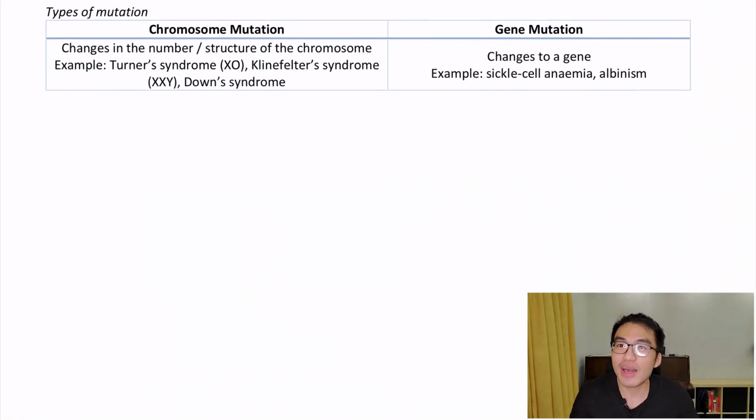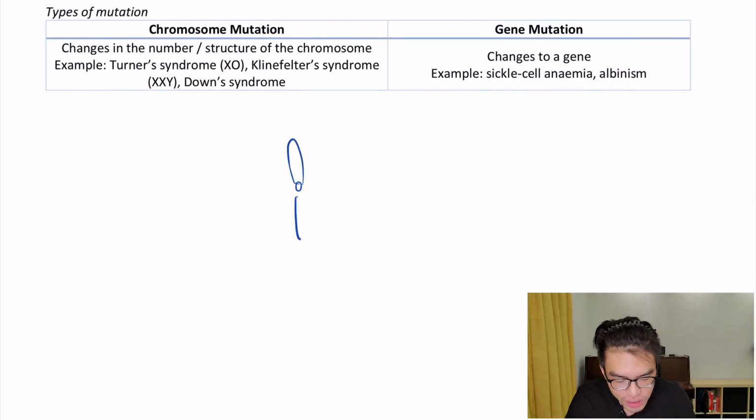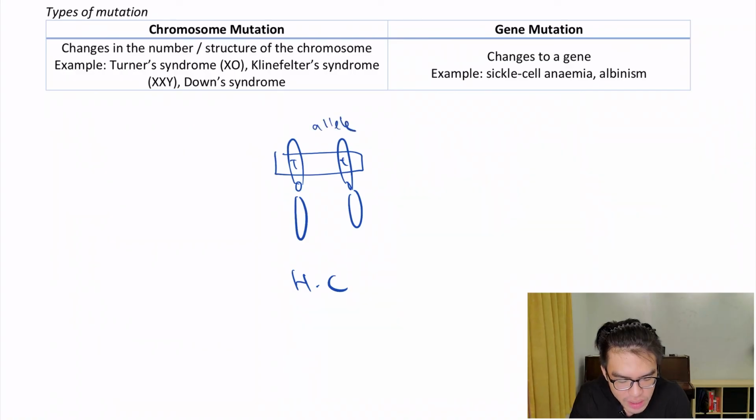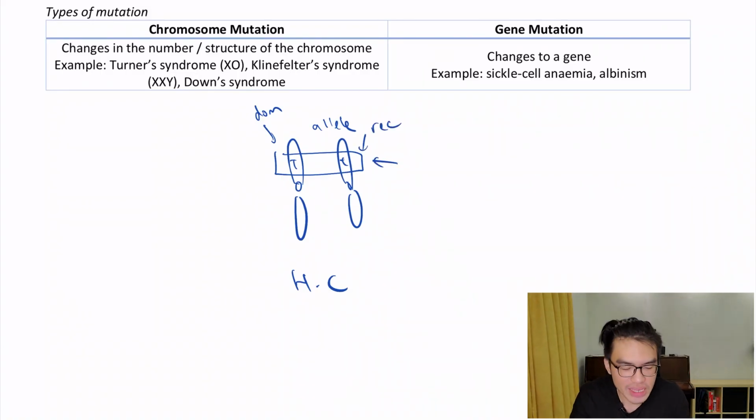One more thing I think I missed here is your homologous chromosome. I'll just write HC here. When you have 2 genes here, these are what we call alleles. Think parallel. This is your dominant gene, this is your recessive gene. And the place that they are located at, this is what we call the locus. Location, locus. These are the few words that you need to know. And of course, phenotype and genotype.